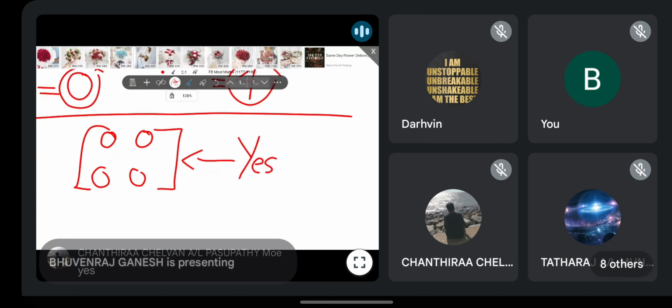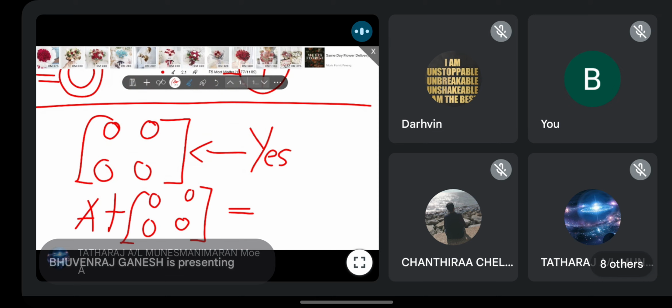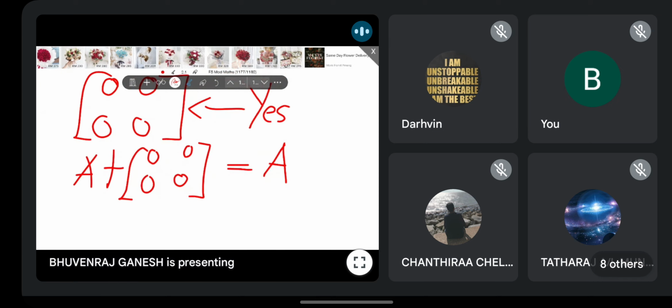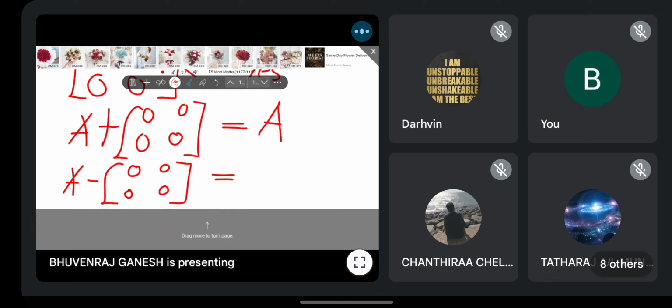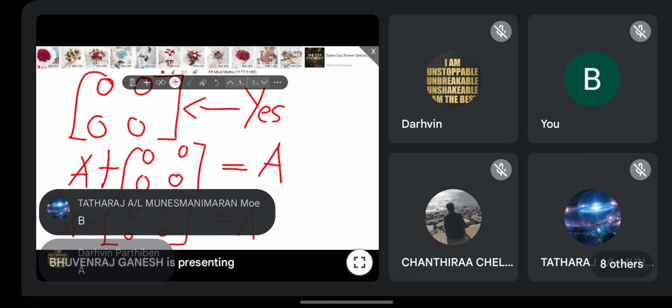So, guys, what they want to tell you here is, let's say I got a matrix A. I plus with this matrix. Can you all tell me the answer? What will you all get? Yeah, basically you will get back the A. This is another thing that you learn in matrix. How about A minus this? What will you all get? What will be the answer? Don't lie. Okay, it's A.